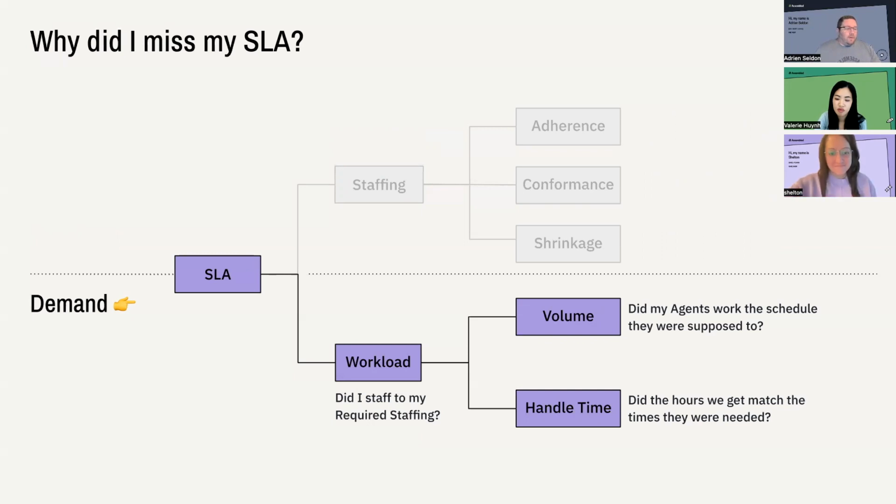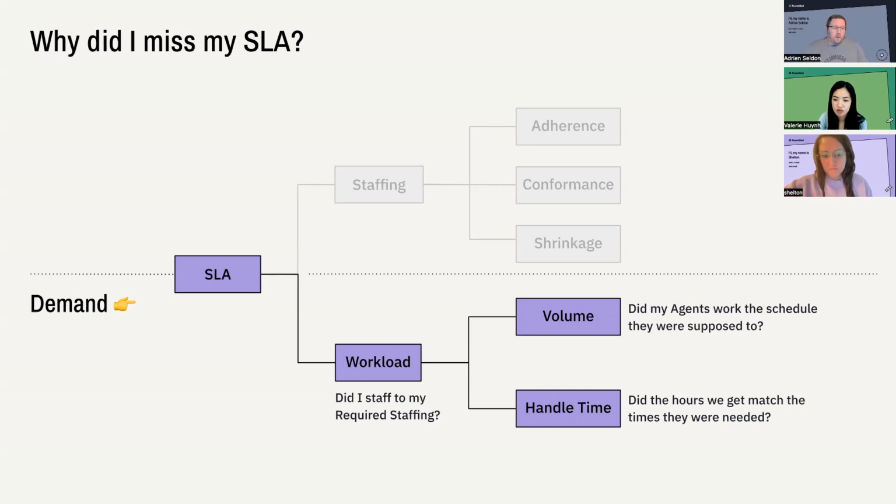On the volume here, were we above or below? That's a real simple one. Did we get more volume than we expected? Did we get less volume than expected? Handle time is very similar. Were our agents meeting the handle times that we had outlined in our calculations? Were they going above? Were they going below? You can definitely see a mix and match on this.